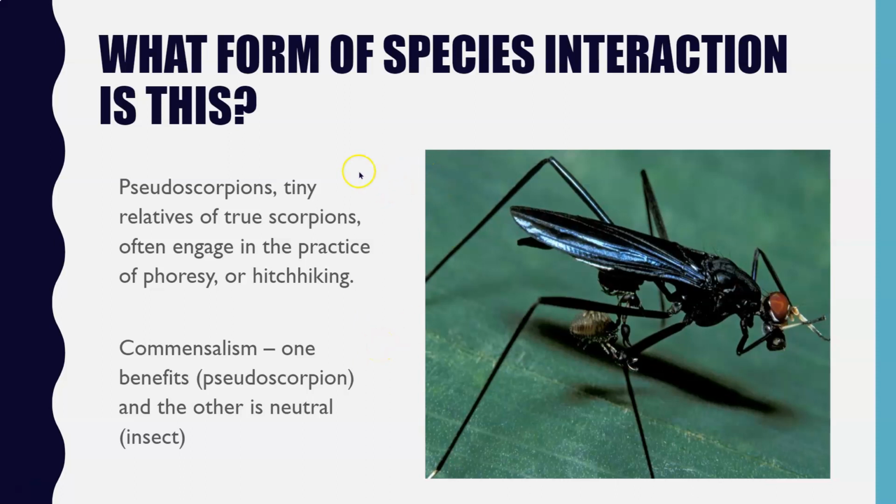And let's talk about this. Pseudoscorpions, that's what this is. They're tiny relatives of true scorpions, often engaged in the practice of phoresy, or hitchhiking. They hitchhike right here on other things. So this is classified as commensalism. The benefit is the pseudoscorpion is hitching a ride, and the insect is not getting harmed.